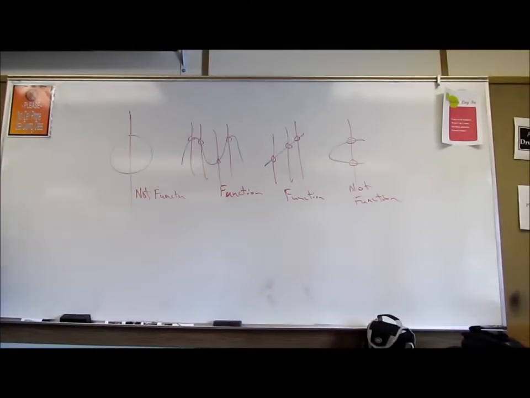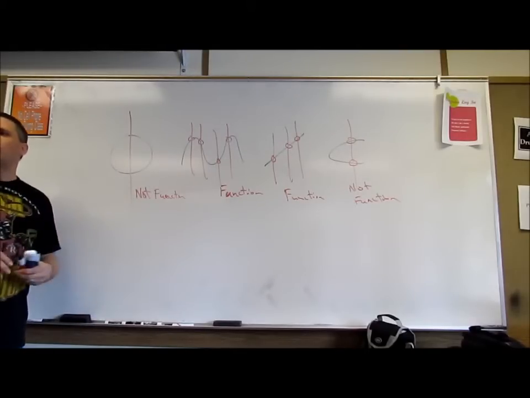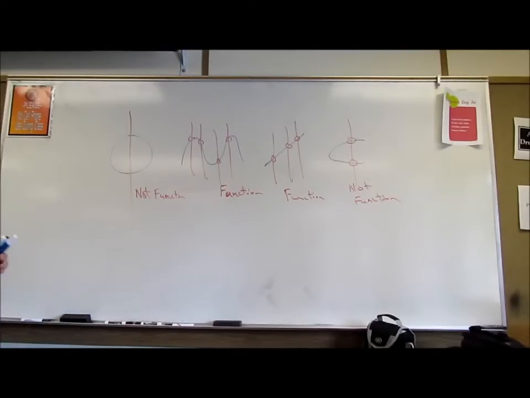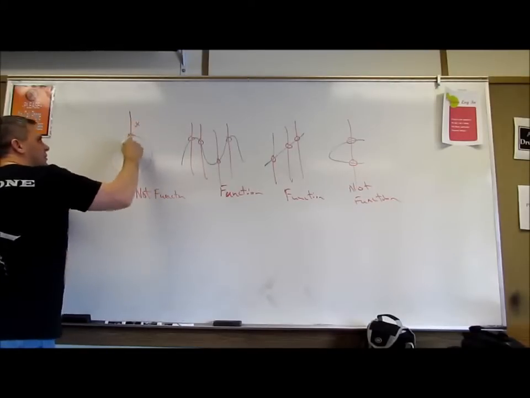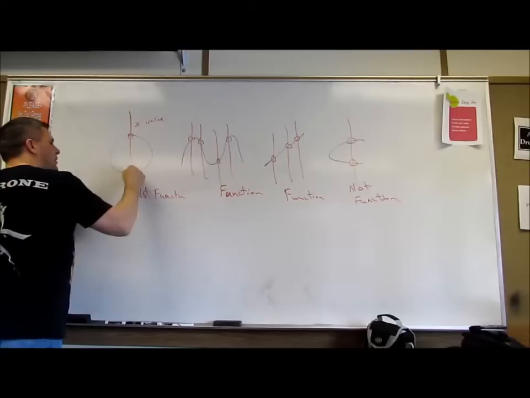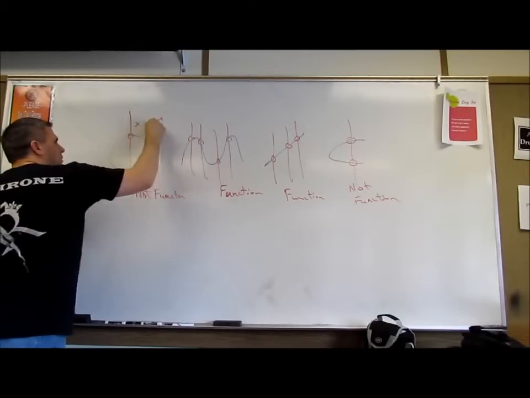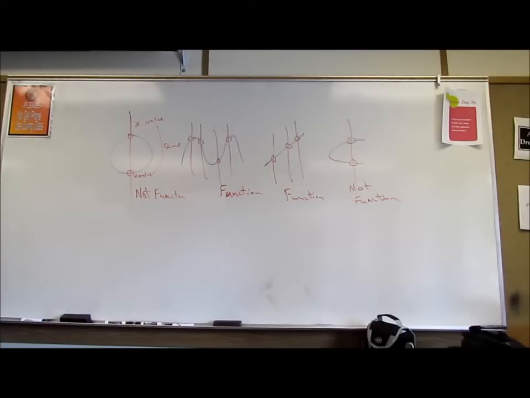If it's hitting in 2 points on a vertical line test, you can see it. But what if you can't see it? What if they're just giving you coordinates? What's happening here? The x value here and the x value here are the same. So if the x's come up twice, it's not a function.